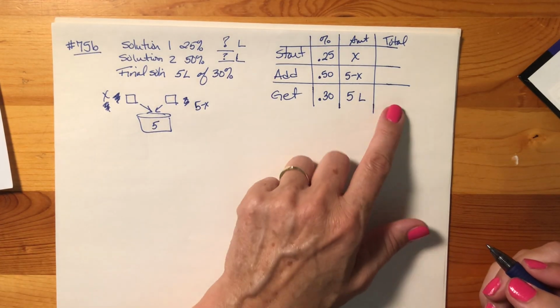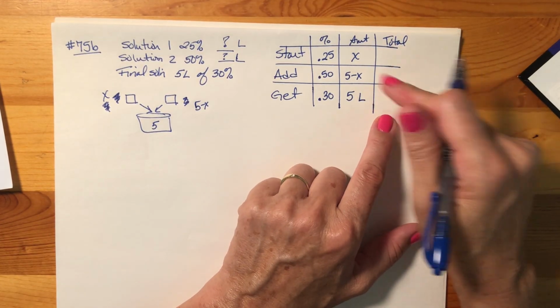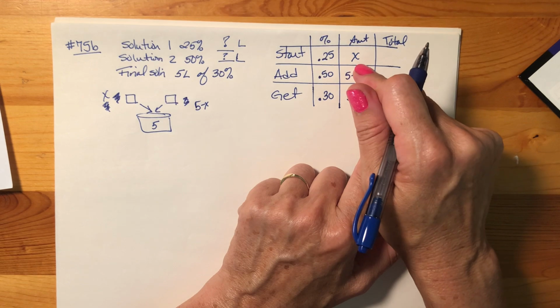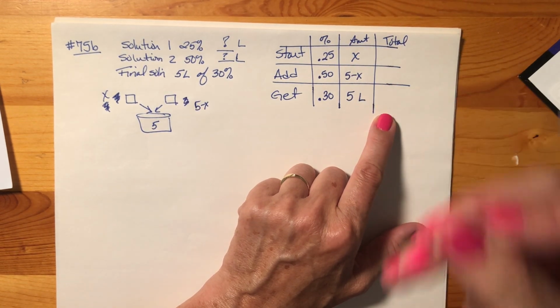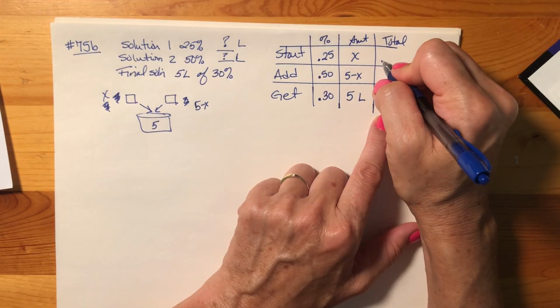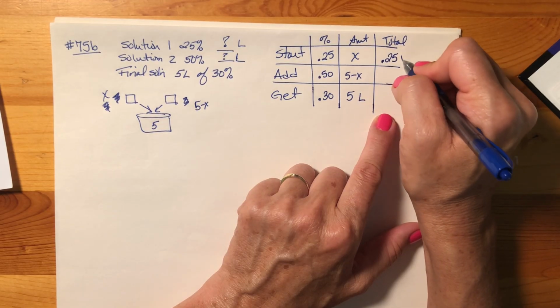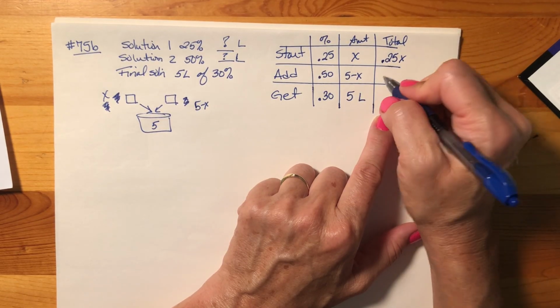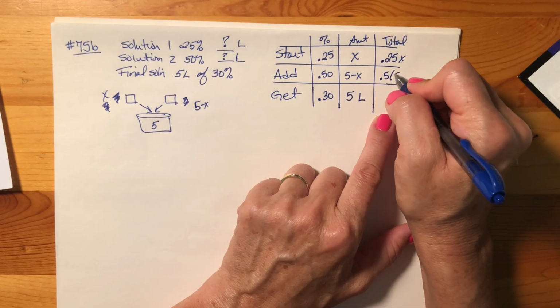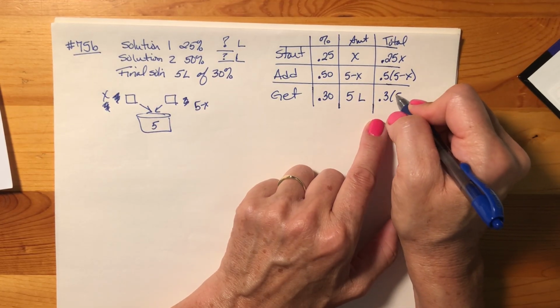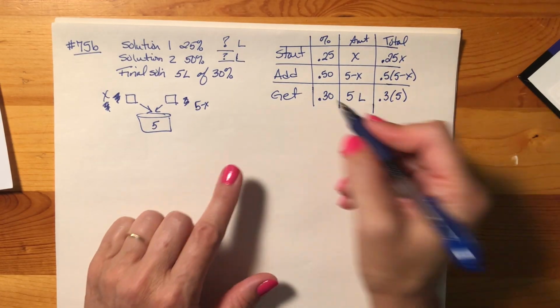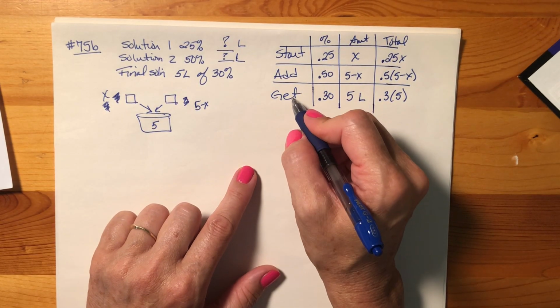Your total over here, we're going to take the percent that we have, multiply it by the amount, and then that's going to be my total. That's how much concentrate I have in the final mixture. I have 25% of X, and then I'm going to have 50% of 5 minus X, and then I'm going to have 30% times 5. Okay? So I'm starting with something, I'm adding something, and I'm getting something.